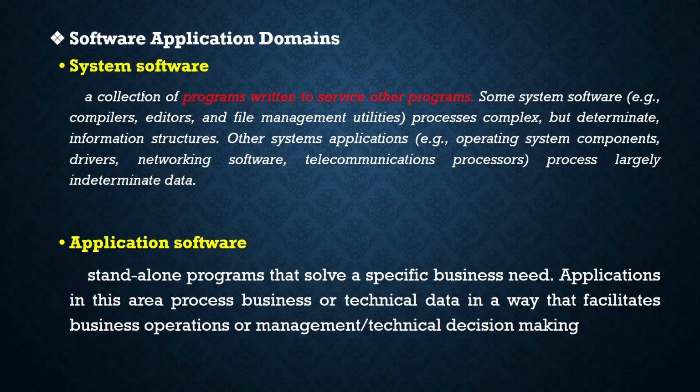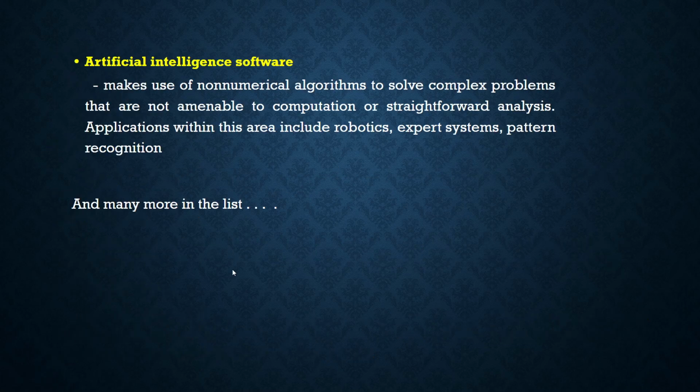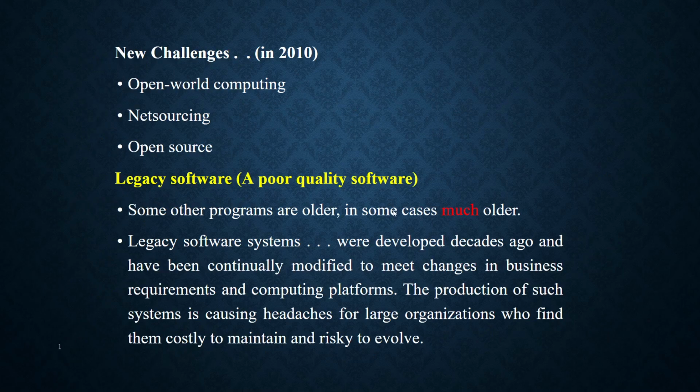Now we'll go to the second one, application software, standalone program. ஏதாவது ஒரு பர்பஸ்க்காக அந்த ஆப் டெவலப் பண்ணுச்சு, that's it. Okay, so that's called as an application software, right? And few more. Some are scientific software, embedded software, product line, web applications and artificial intelligence software, right?